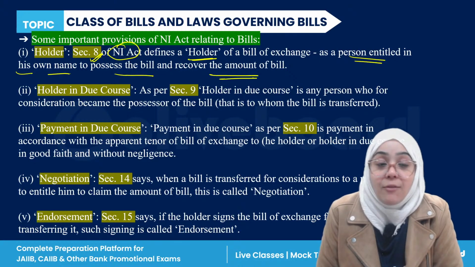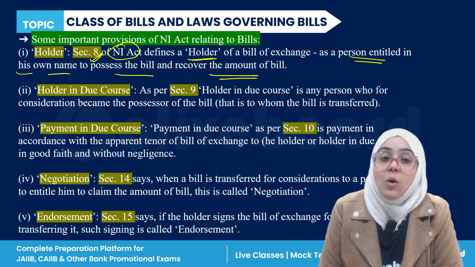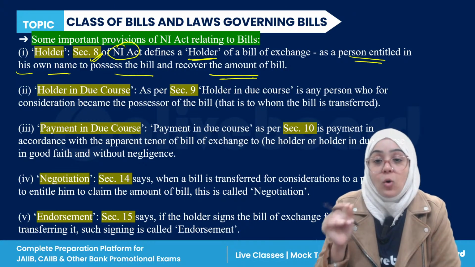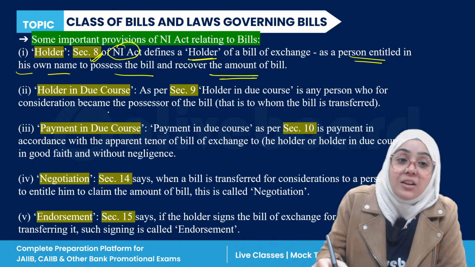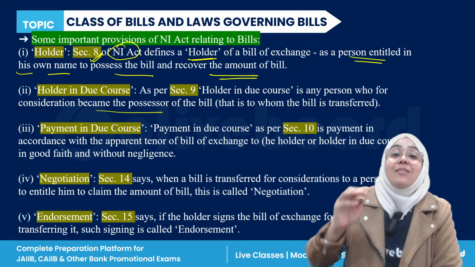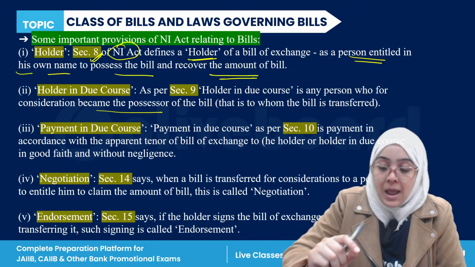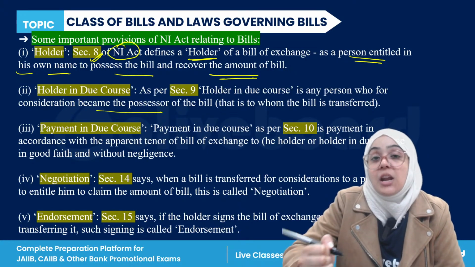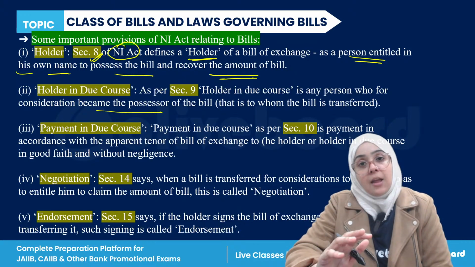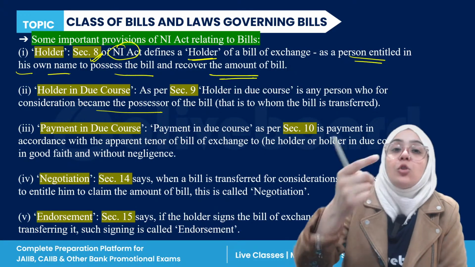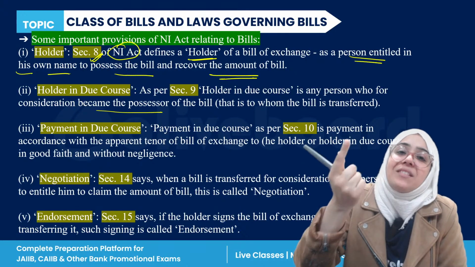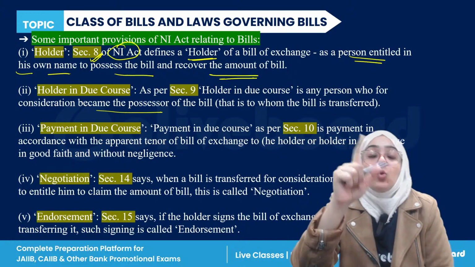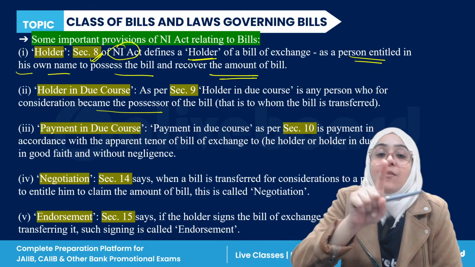Clear? Next, the holder in due course. Holder in due course is as per Section 9. A holder in due course means a person who becomes the possessor for consideration, meaning to whom the bill is transferred. For example, I am the holder of a bill of exchange, meaning I possess the bill and I am entitled to receive the payment. But I have endorsed this bill to you. It means that you are the holder in due course. This means that you are entitled to receive the payment.